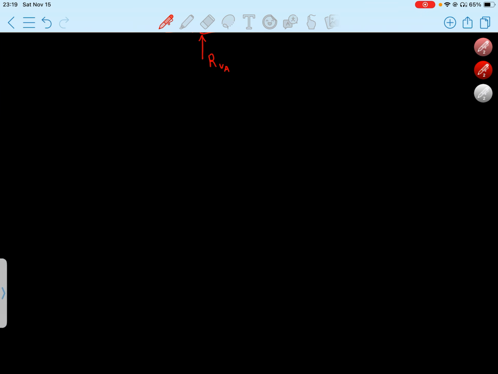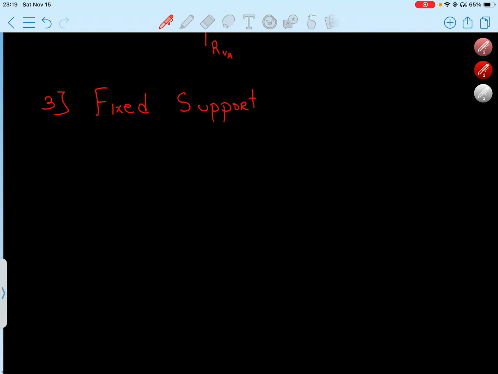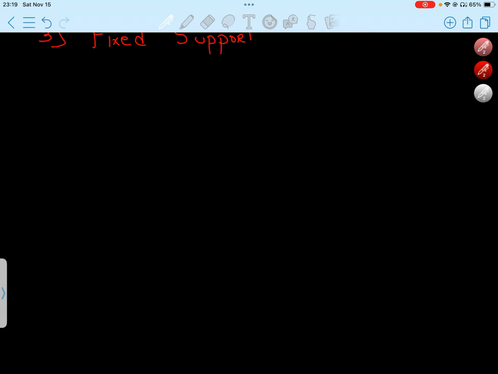Now our last type of support, that is fixed support. As the name suggests, I guess you would have probably guessed it by now, fixed support is basically a type of support in which all the degrees of freedom are restricted.